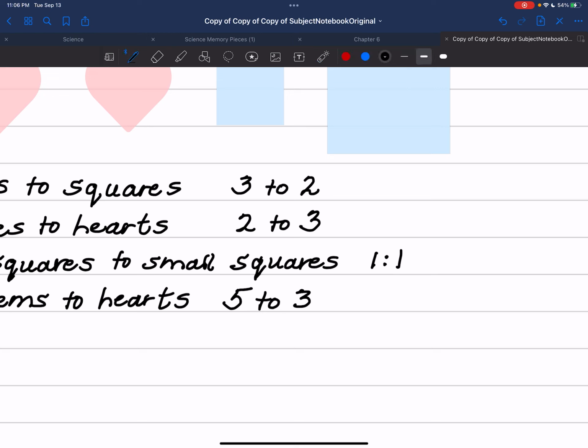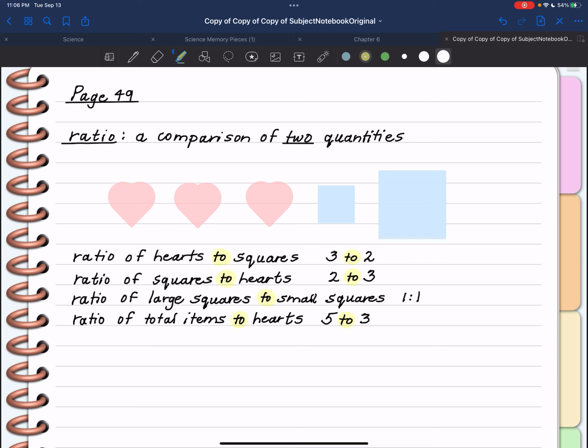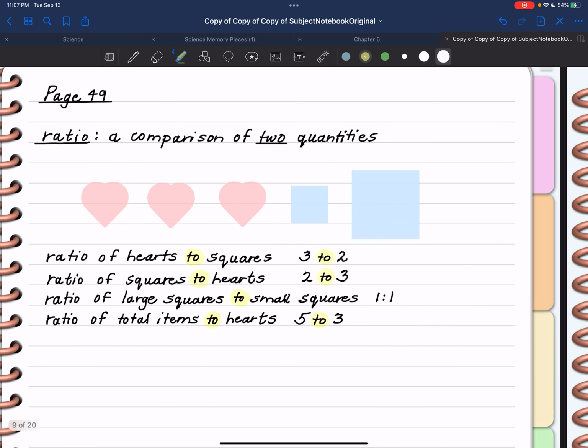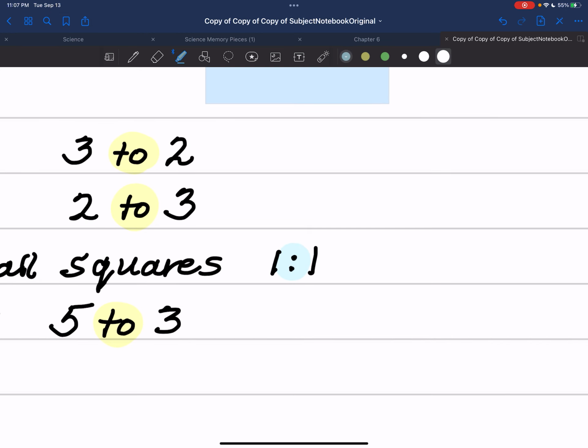You can use the word to. This is the way that you will very often see it in a word problem. Learn to look for that word to, because it's very important with ratios. You can also use a colon. This little symbol right there is a colon. So this one I could write as 1 to 1. And this one I could write as 3 to 2, or 2 to 3, or 5 to 3.